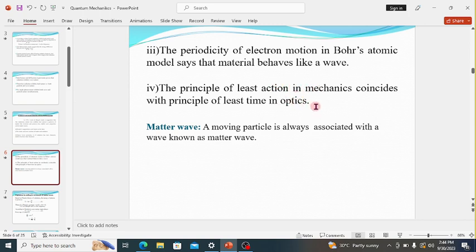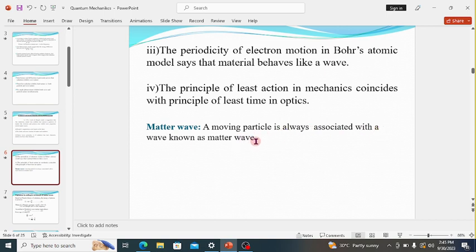Okay, now the question is which particle exhibits wave nature? When the particle is at rest or when the particle is moving? When the particle is at rest it behaves like a particle only, but when the particle is moving it behaves like a wave. So a moving particle is always associated with a wave, which is known as a matter wave.